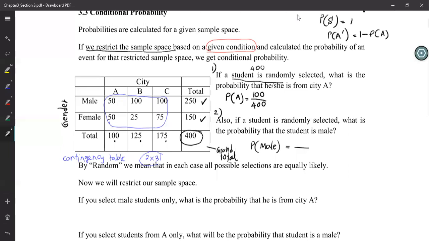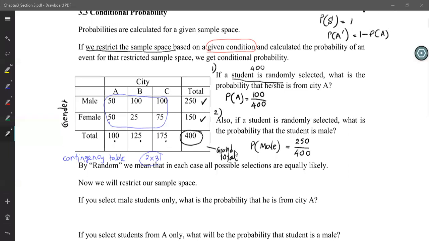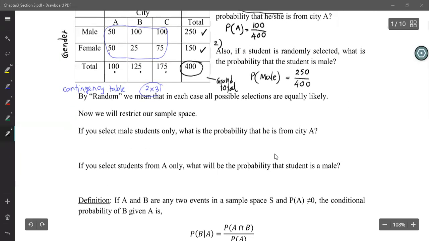250. 250 out of 400. So the probability of selecting a male student is 250 out of 400. Thank you, Manisha. You also gave the correct answer. Now, by random, we mean that all these 400 students have the same chance of being selected. Now, in 1 and 2, we calculated the usual or the general probability. Now we move on to the conditional probability.